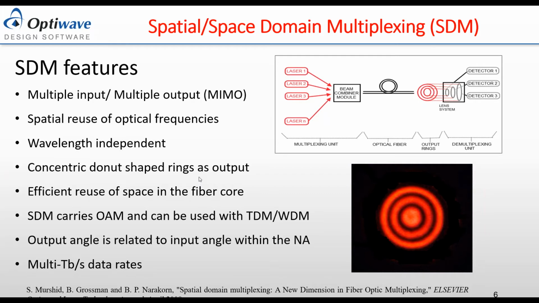Or if spatial multiplexing is not the goal, I don't care whether they travel on the same spaces or different spaces. So what SDM allows us is a multiple input, multiple output MIMO structure that allowed us spatial reuse of optical frequency. It is independent of wavelength. The output comes as concentric donut-shaped rings, and it allows efficient reuse of the space in the fiber core. It carries OAM and can support TDM and WDM, but that is not the subject over here.